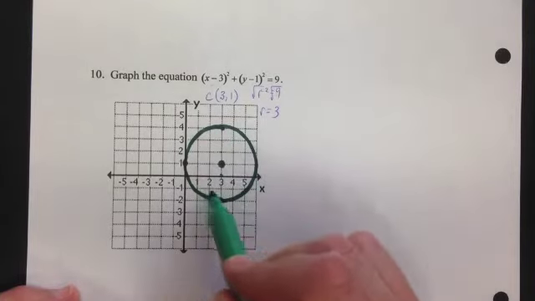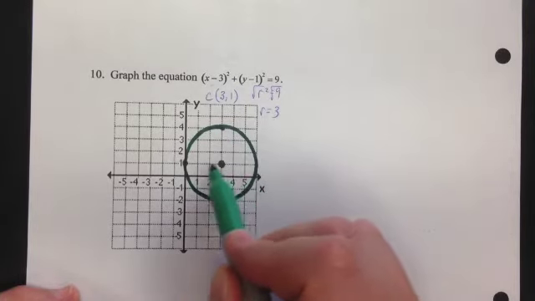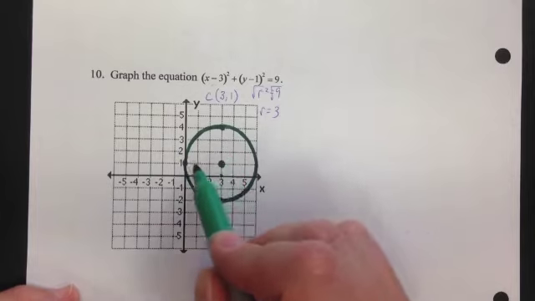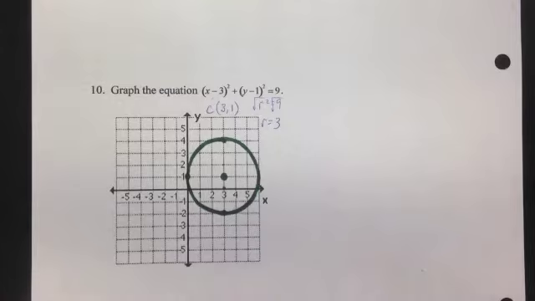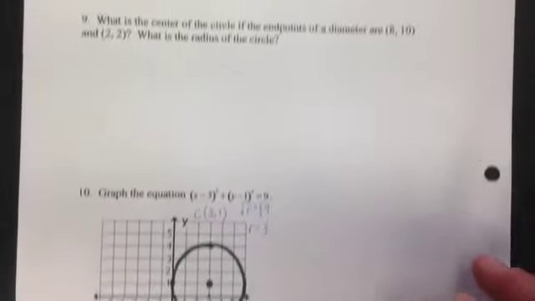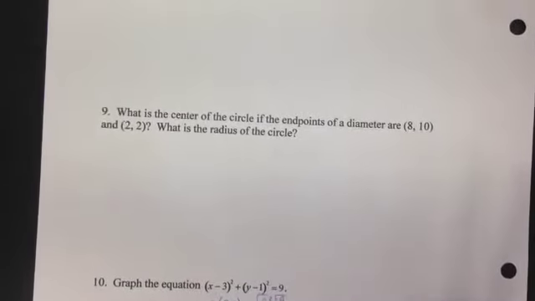And again, there's infinite points on the circle, but the ones that I'm going to plot are where I go left, right, up, down. Okay, that's the easiest way to do it. All right, so let's go back to number 8 and see what they're asking us to do.